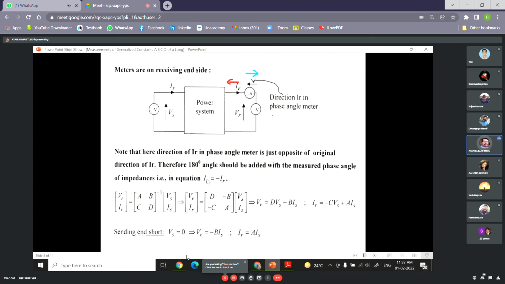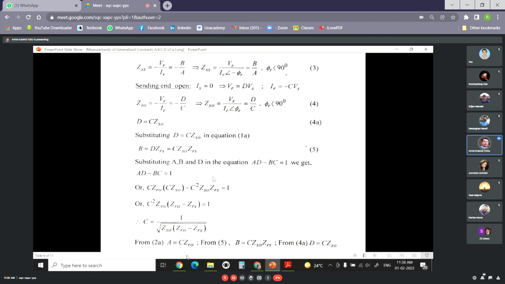So ZSS, that is sending end short, is equal to minus VR by IR, equal to minus B by A. But we should not take this minus, because IR actually has a 180-degree phase shift, so that would be changed. Keeping that in mind, ZSS would be VR by IR angle minus phi R, equal to B by A. This phi R value is less than 90 degrees. It is clear now.